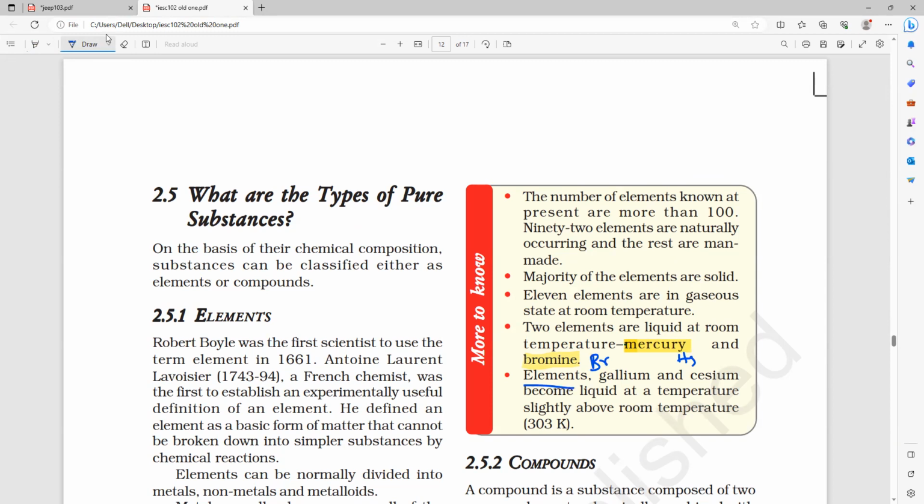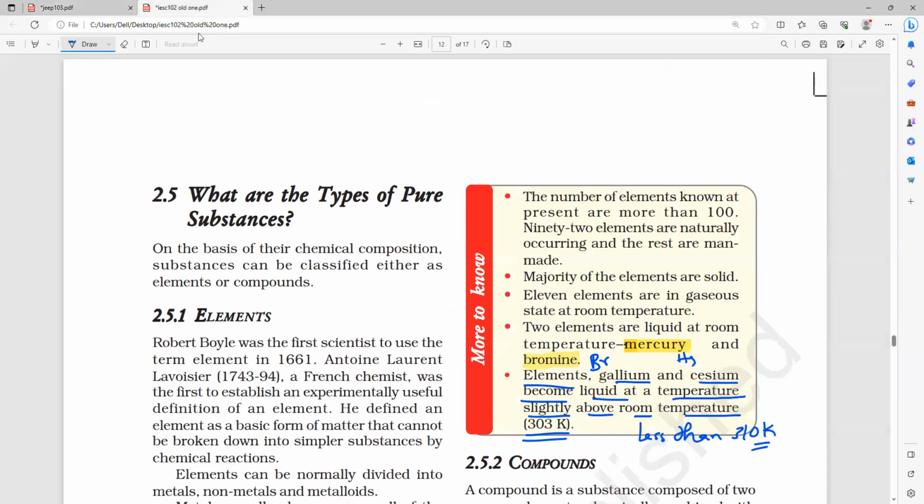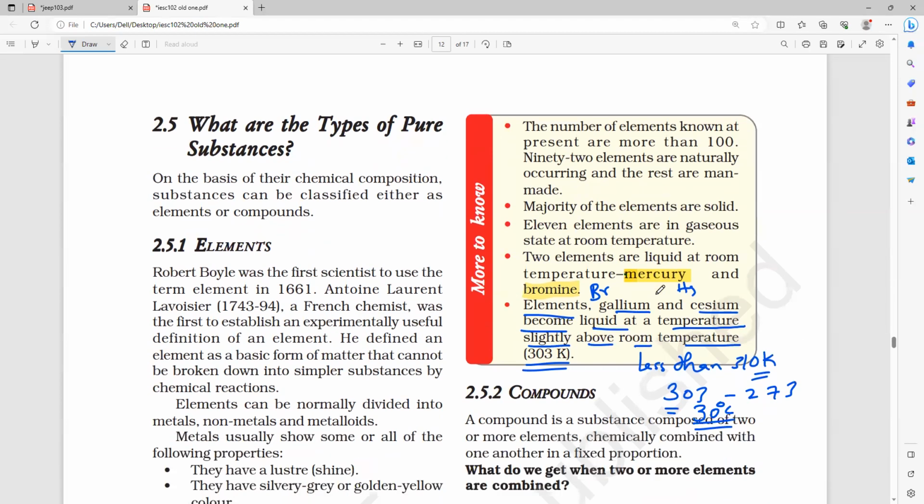Next, see the next point. Elements gallium and cesium become liquid at room temperature, slightly above room temperature, that is 303 Kelvin. So 303 Kelvin is less than 310 Kelvin. That is the question they are talking about now. 310 Kelvin means 37 degrees Celsius. So now here 303 Kelvin, above room temperature. 303 minus 273, subtract it and tell me how much is the answer. 30. So at 30 degrees Celsius itself, they start getting into liquid state. This is class 9th, chapter number 2, chemistry.